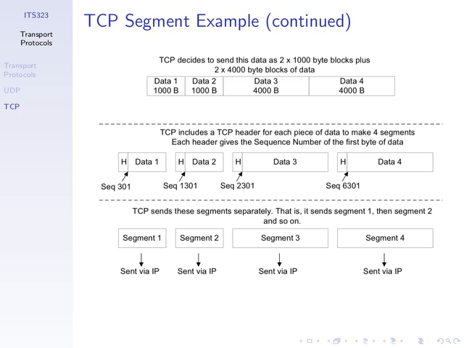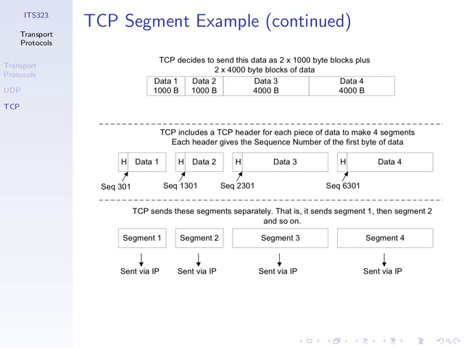And we do that for the last 2 segments. So this one will start at 2,301. This started at 1,301, and this has 4,000 bytes, so the next one will start at 6,301. And we get the segments as shown here, where it shows the value of the sequence number that's included in the header. It's the sequence number of the first byte in here.